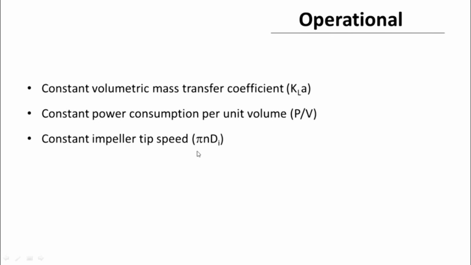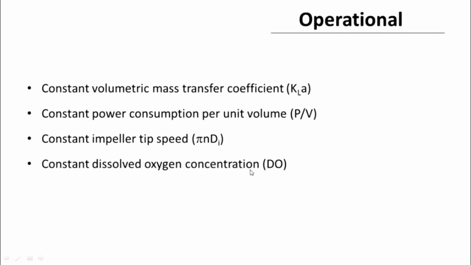Impeller tip, impeller diameter is Di, that's a diameter. Pi D would be the circle it makes out, the distance that is traveled, times N, the RPM, the speed of the impeller. That gives you the variable that you need to keep constant at the lower level and at the higher scale. And also one looks for constant dissolved oxygen concentration and constant Reynolds number in the bioreactor.